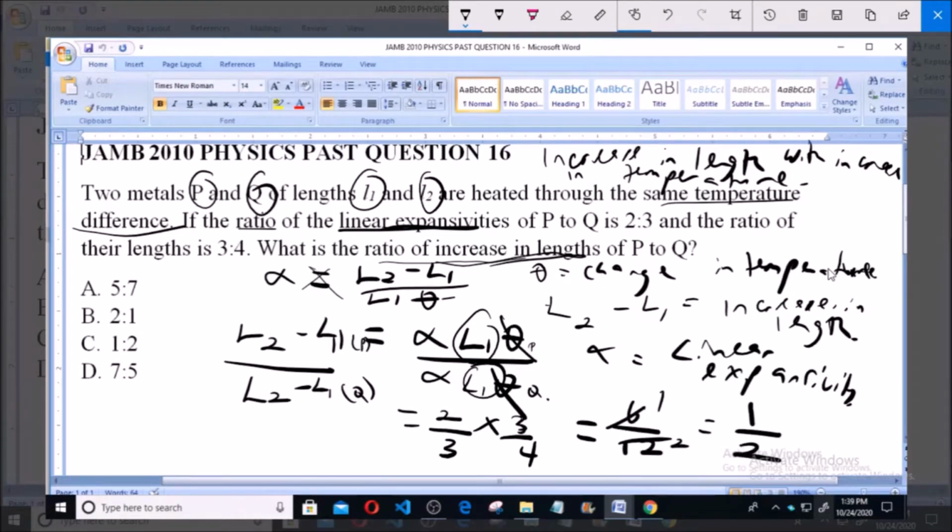Now remember, what we have been solving for is the ratio of their increase in length, and we have 1 over 2, so that is 1:2. So 1:2 is option C. So 1:2 is the ratio of their increase in length.